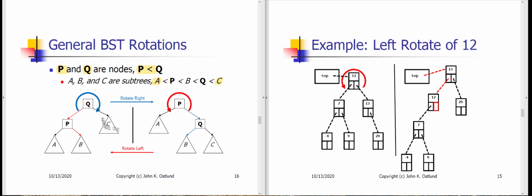I'm not showing in this diagram, but there is also some node above all this, either the top or some higher level node up in the tree, and that node is going to have to be changed. In the case of a right rotation, that node is going to have to be changed to point to P instead of Q. Or in the case of a left rotation, it's going to have to be changed to point to Q instead of P. All right, so there are actually 3 references that have to be changed anytime you do one of these rotations.